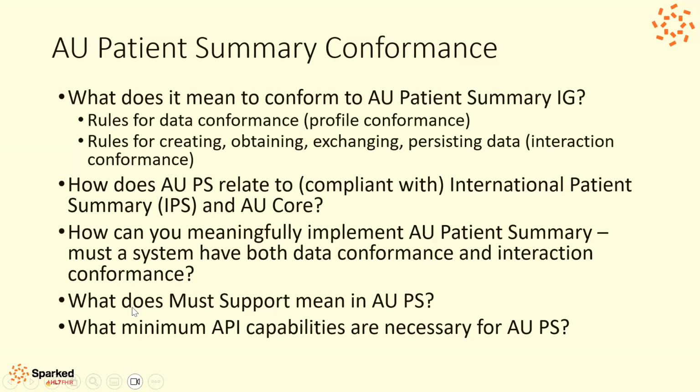But now that we're moving this into Patient Summary, and we are trying to align with Patient Summary, AU core, but at the same time, we're aligning with IPS. So we need to understand what IPS means by must support, and try and come to our conclusion around what does must support mean for AU Patient Summary.